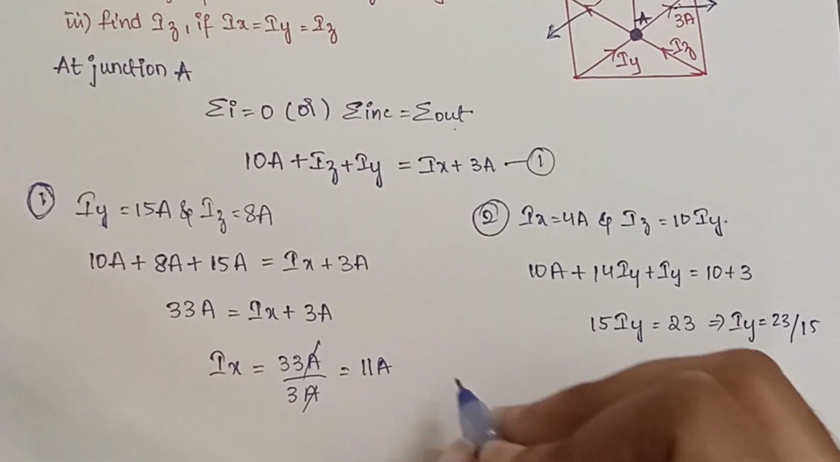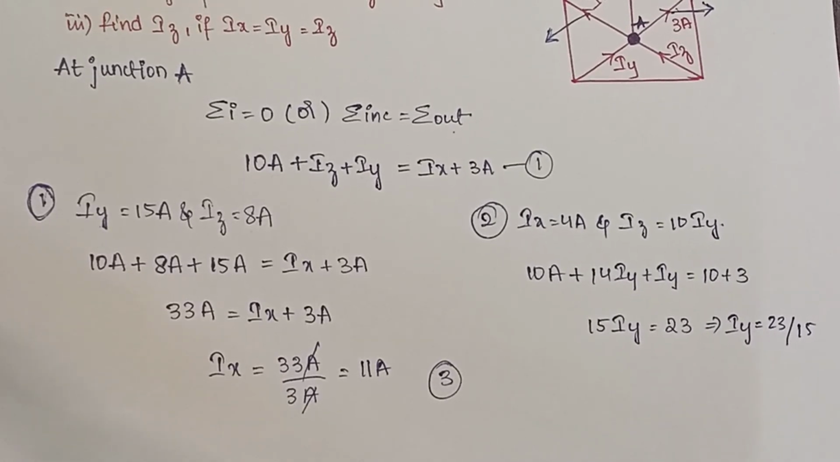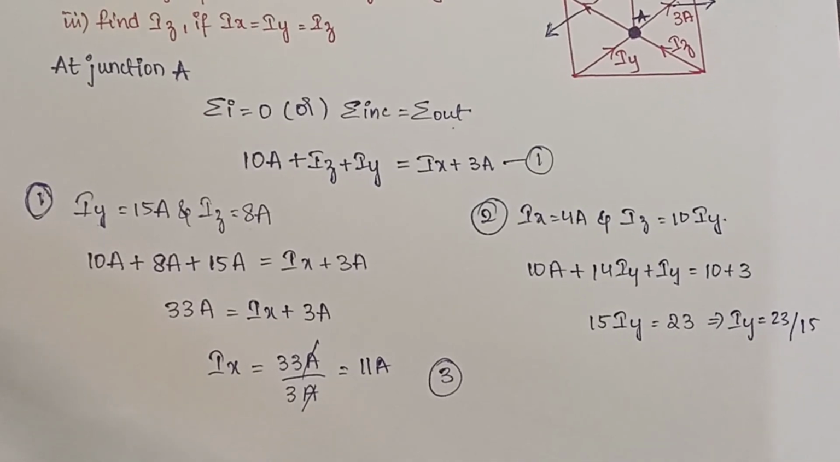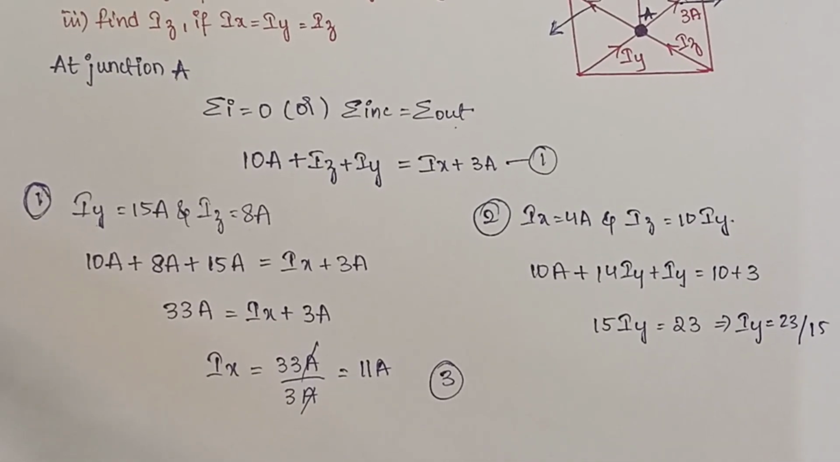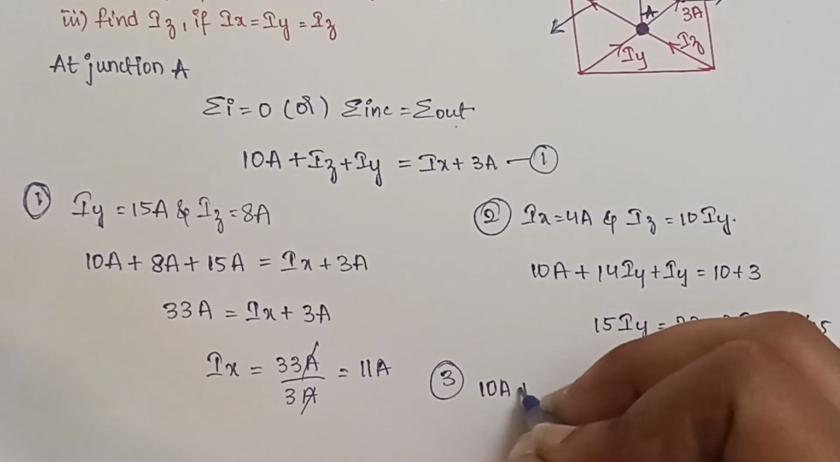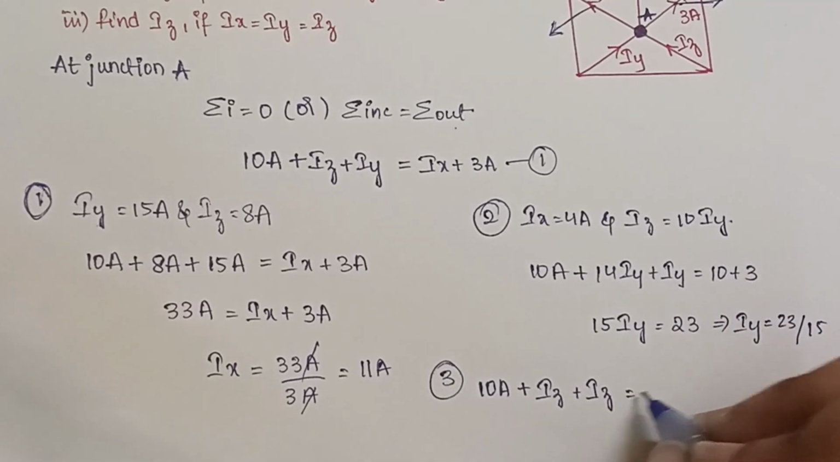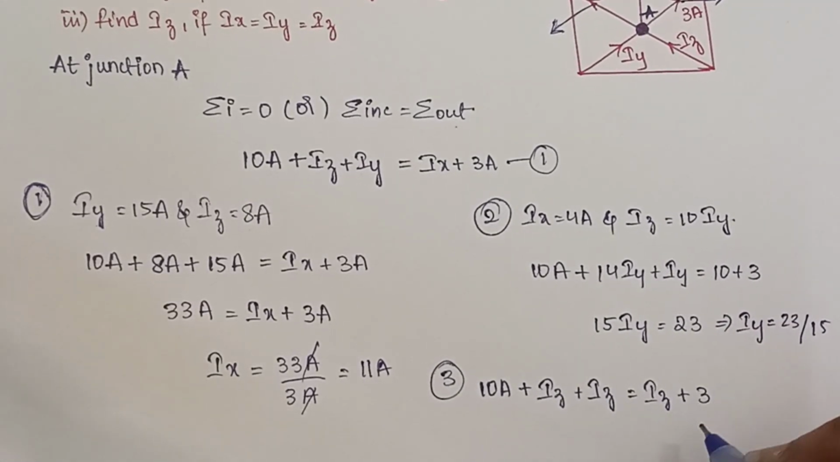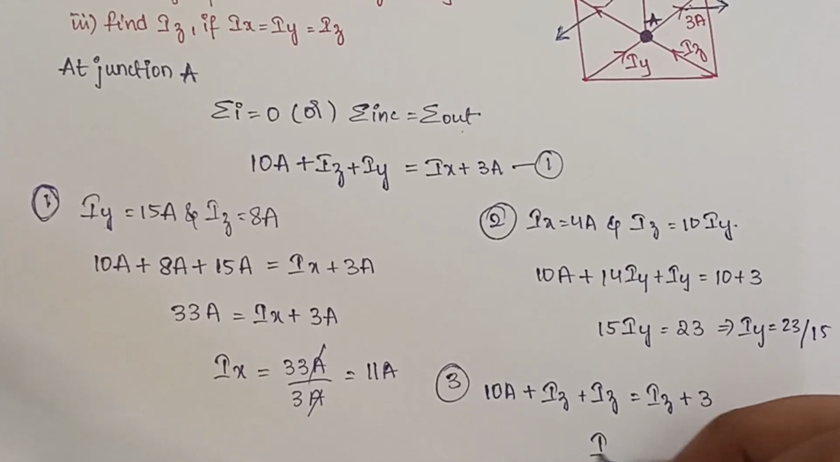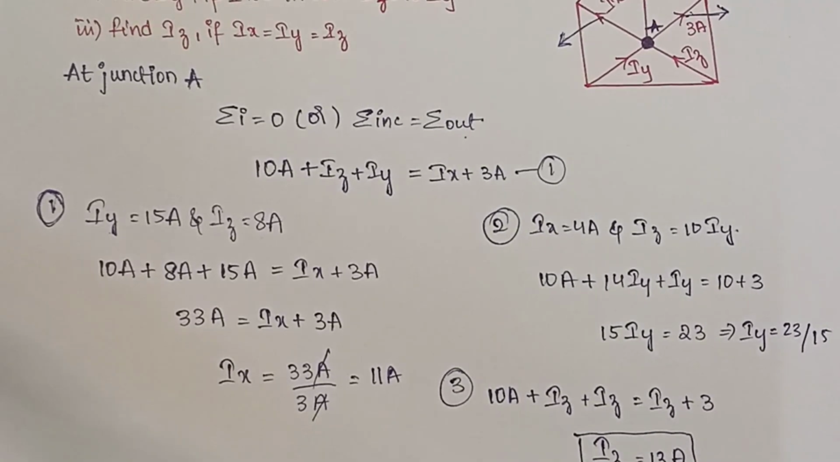Now in the third case, they are telling us Ix is equal to Iy is equal to Iz and you need to find out Iz. So we will substitute those values in equation 1. In order to get Iz, we need to have all the variables the same, so we will substitute Iz in the place of Iy and Ix. So what will we get? 10 amperes plus Iz plus Iz is equal to Iz plus 3, which if you solve, you will get your Iz as 13 amperes. So this is how we solve a problem using KCL.